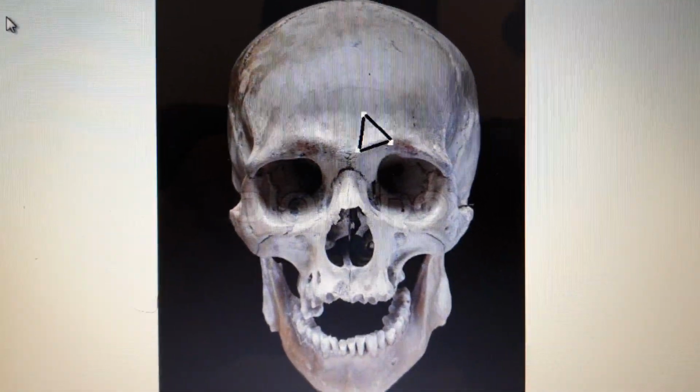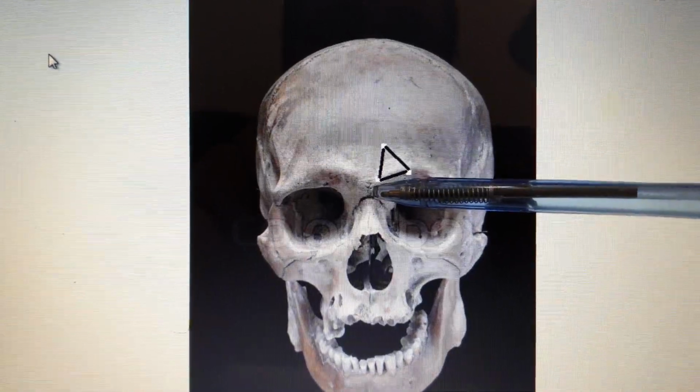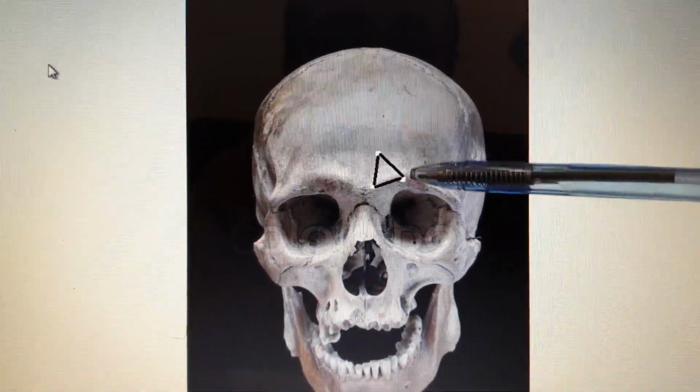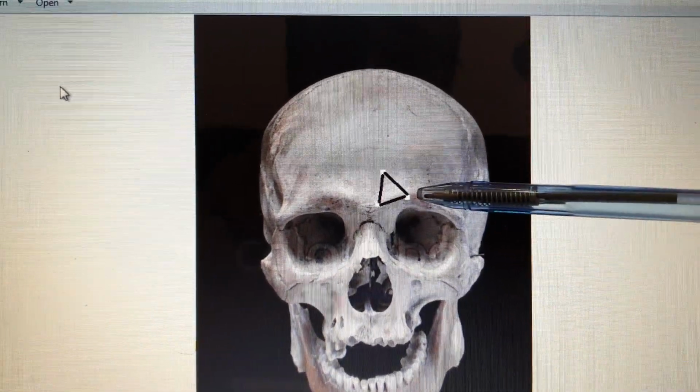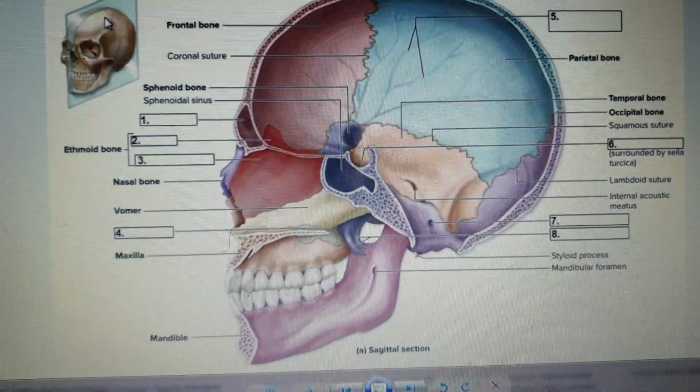So in this diagram I have marked the frontal air sinus. So this is a point right above the nasion, then another point 3 centimeters above the nasion, and the third point at the junction of the medial 1/3 and the lateral 2/3 of the supraorbital margin. So this roughly is the location of the frontal air sinus.